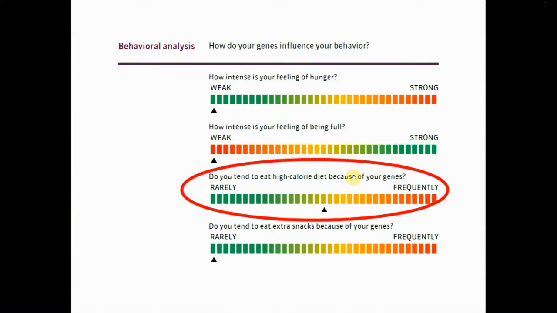Then the next question, do you tend to eat a high-calorie diet because of your genes? This I find very interesting. If you take 100 people with a certain genetic variation and you put them in front of a buffet, and this buffet has all different types of food, and everyone gets a plate, and they have the job to put everything that they would like to eat on this plate. And you let these 100 people fill up their plates, and then you put them aside. And then you take 100 people with the other genetic variation, and you let them choose their preferred meal.